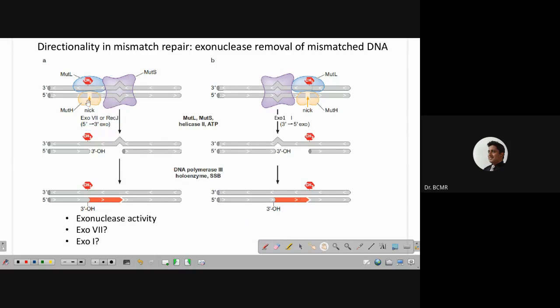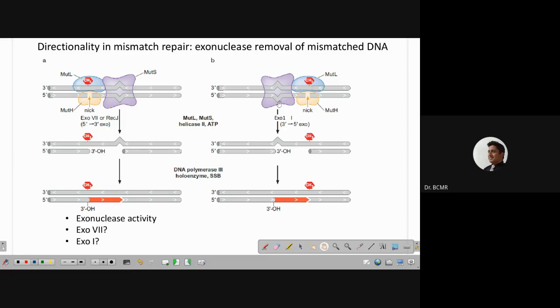Yes, so as long as the mismatch is downstream of this methylation, then it is all right. You will have a nick made by MutH, and then Exo VII exonuclease activity, that is 5' to 3' exonuclease activity, will chop it off and remove it, and it is replaced with new DNA.